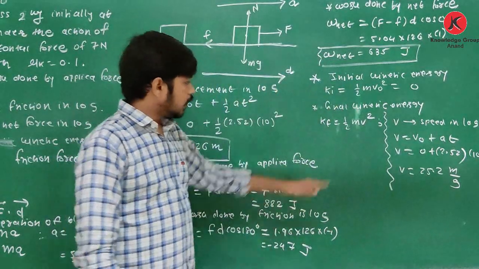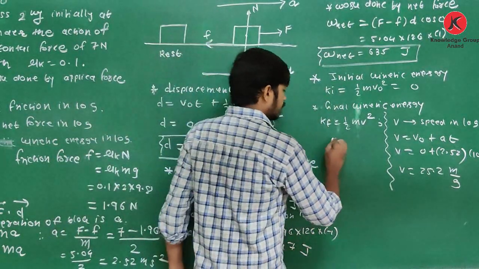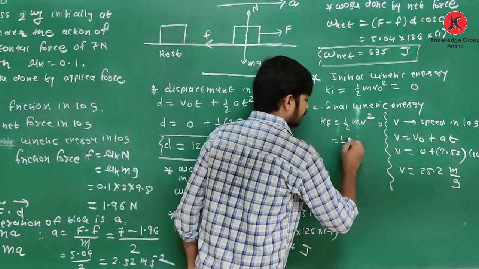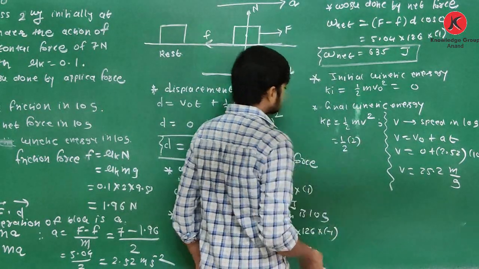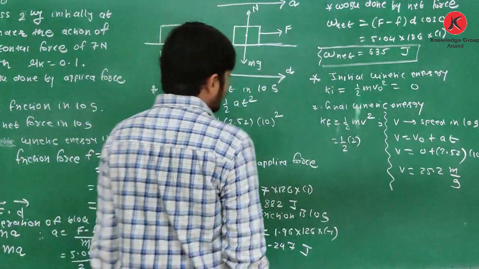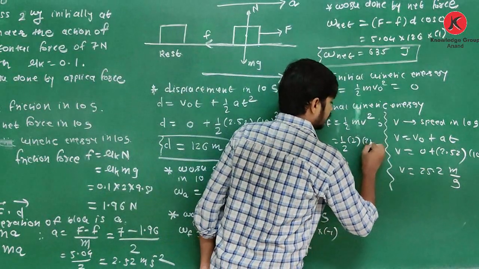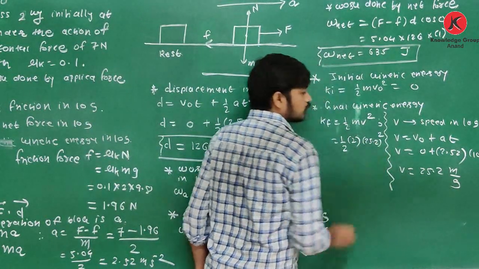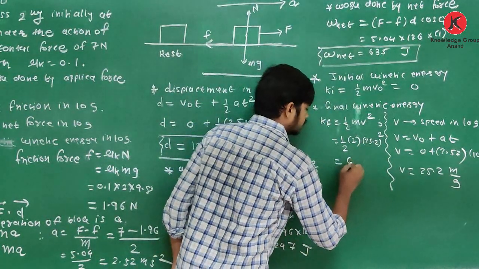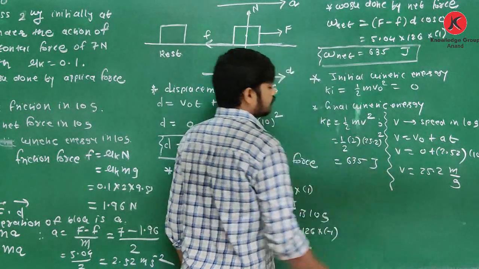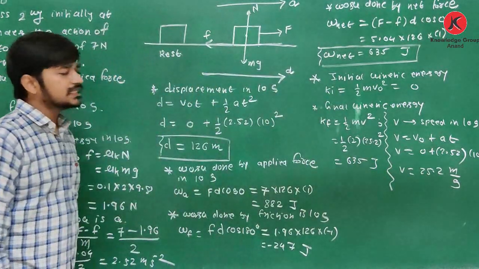Clear about this? Now put the value in this equation. So Kf is equal to half m v square, where m is 2, and v square is 25.2 whole square. If you calculate this, you will get nearly 635 Joule.